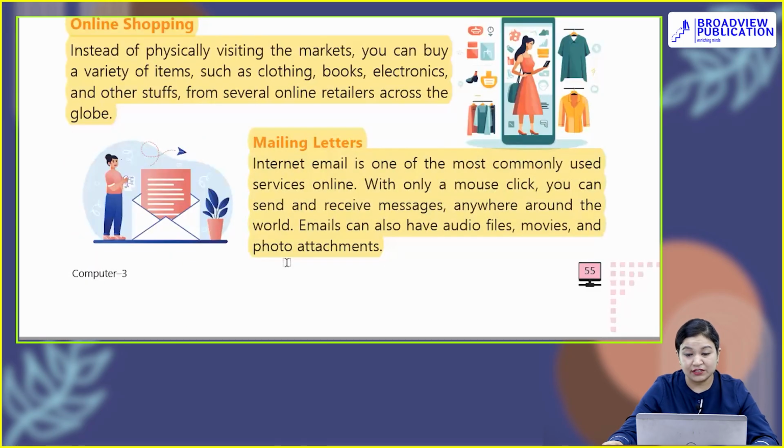Mailing letters. Internet email is one of the most commonly used services online. With only a mouse click, you can send and receive messages anywhere around the world. Emails can also have audio files, movies and photo attachments. And with the help of internet, you can send or receive emails.